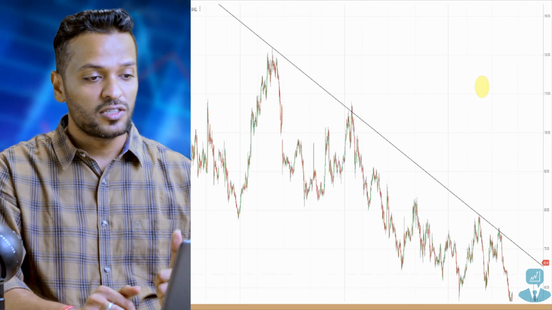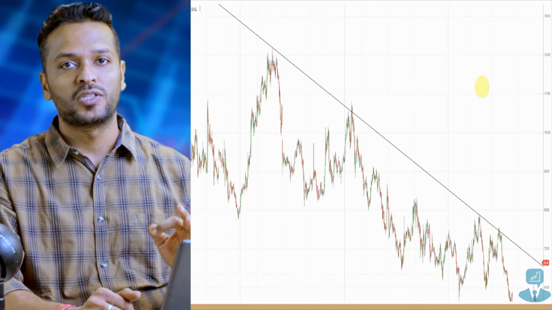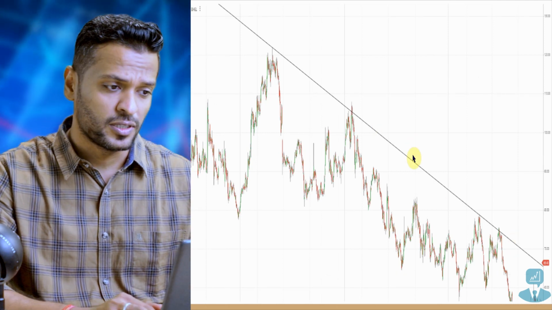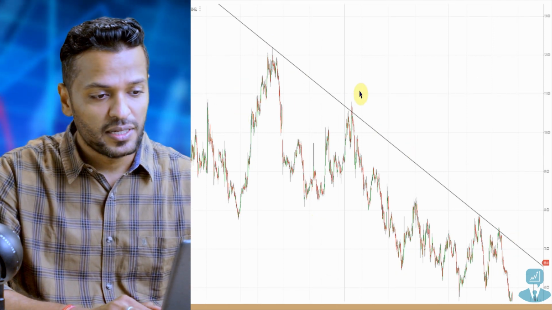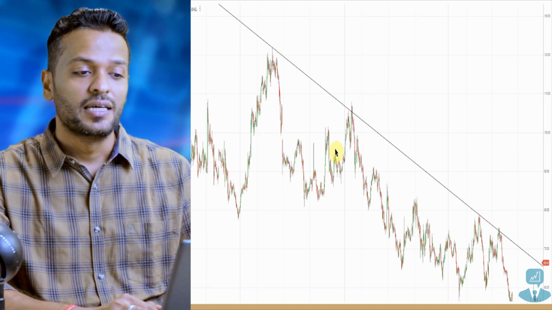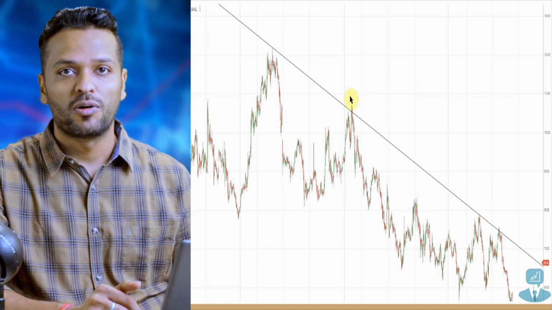Now this is another chart, and this is a beautiful swing chart of BHEL. If you look at this chart, we have drawn a trend line by joining 4 points. The swing highs are being connected over a trend line. So as and when the market went towards a swing high, it gave you decent shorting opportunities.